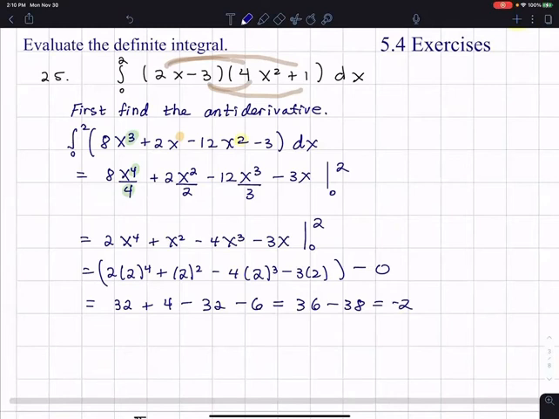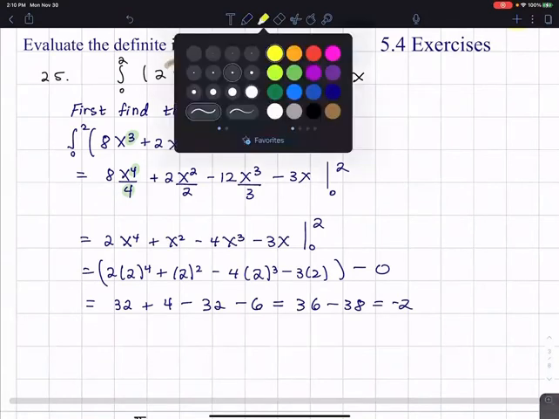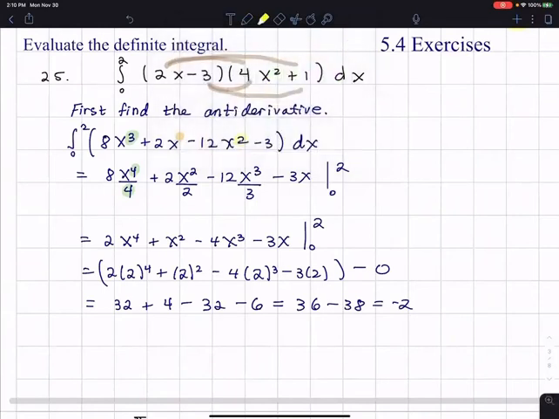Does this make sense that I'm getting a negative answer? Well, 4x squared plus 1 is positive throughout the interval. Let's check out this one over here, 2x minus 3. If I set 2x minus 3 equal to 0, that gives x equals 3 halves. And 3 halves is between 0 and 2.